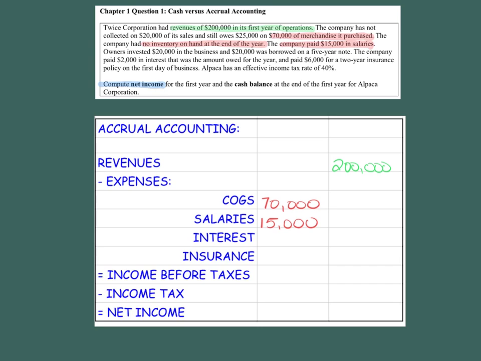Next, we see the company paid $2,000 in interest. That was the amount owed for the year. So we're going to record that $2,000 interest that we incurred for the year as an expense.